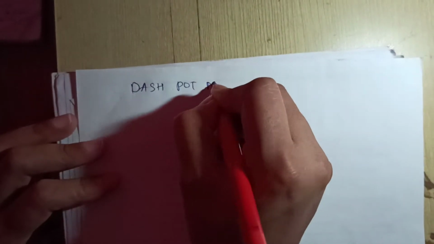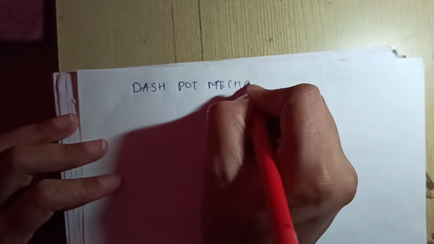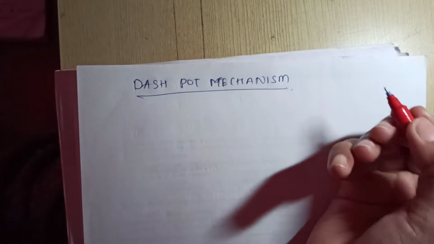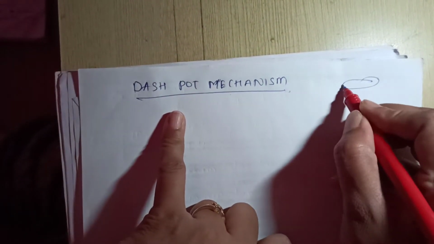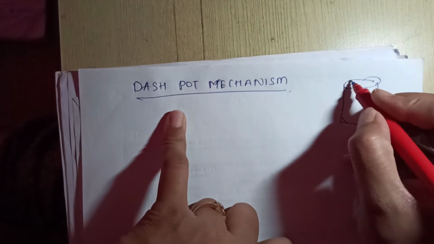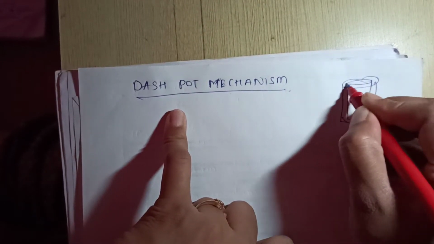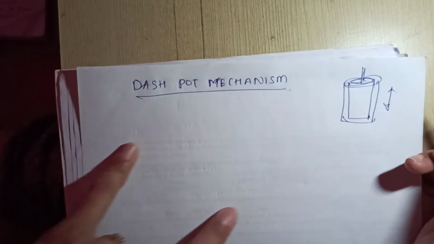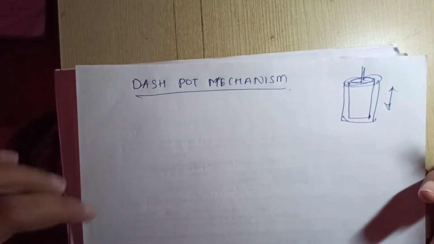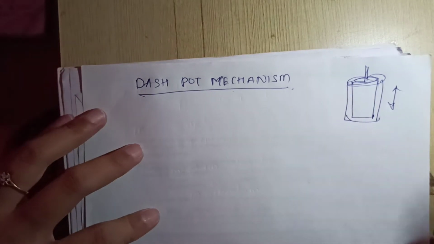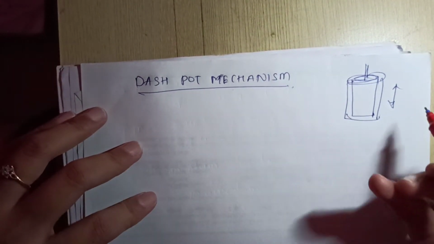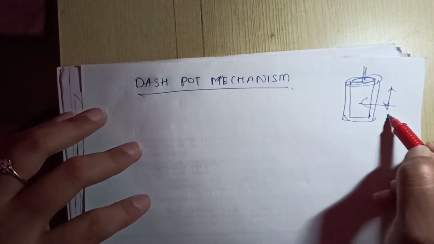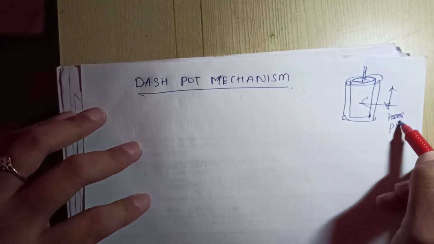The next concept is the dashpot mechanism. It is nothing but a cylindrical pot with a dashing equipment, which is also cylindrical in shape and which can move outside and inside the cylindrical pot. That is called the dashpot mechanism. The inner equipment is called a piston.